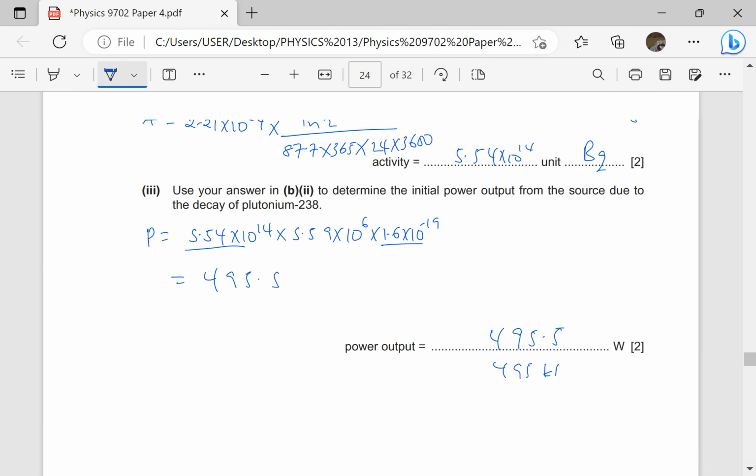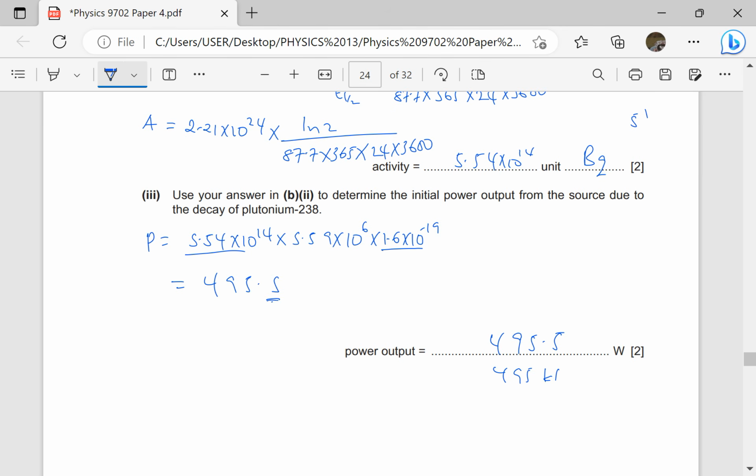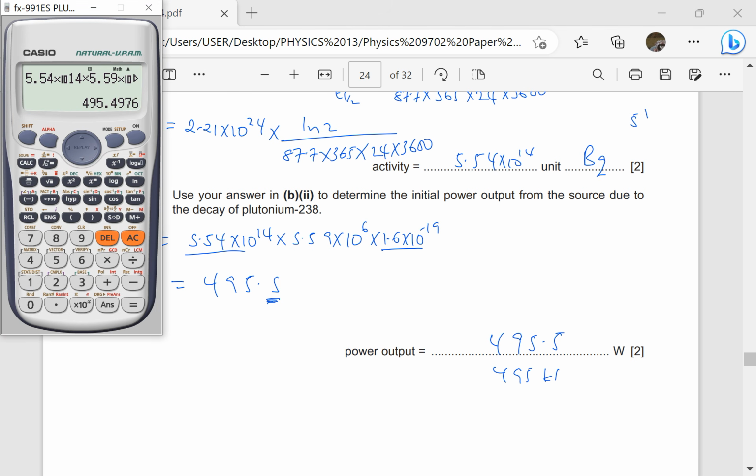Okay, now some people round off again. They first round off to this, and again they round off to 496. That is poor mathematics. The digit here after 5 is 4. You can't round off to 496. You either round off to 495 or 495.5.